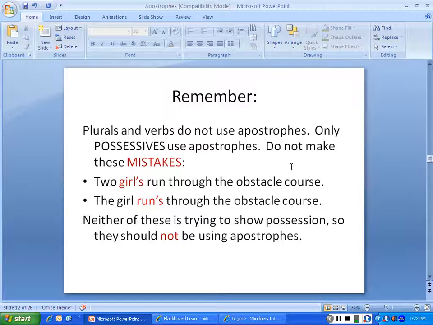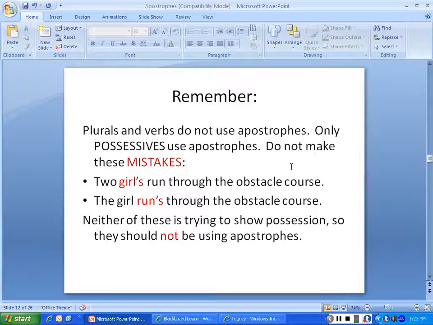Remember, plurals and verbs do not use apostrophes. You don't need an apostrophe to make something plural, and you don't need an apostrophe to make subjects and verbs agree. Let's take a look at the following mistakes, and be careful now that you're learning about apostrophes not to put them in everywhere you see an S.